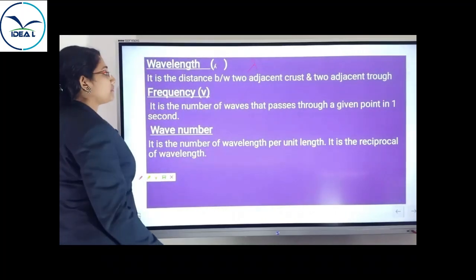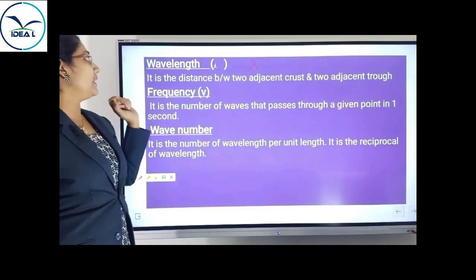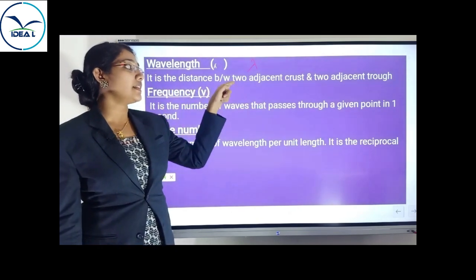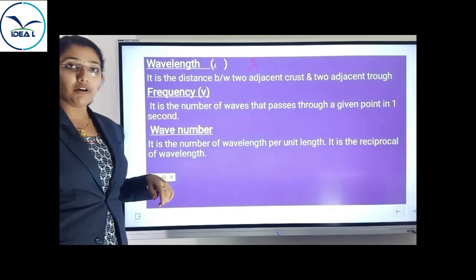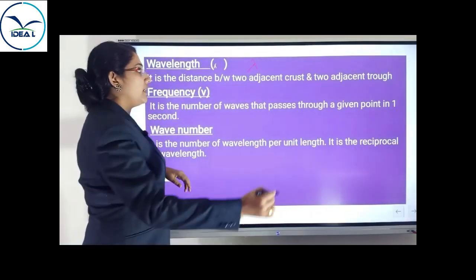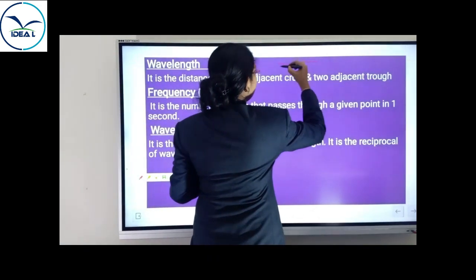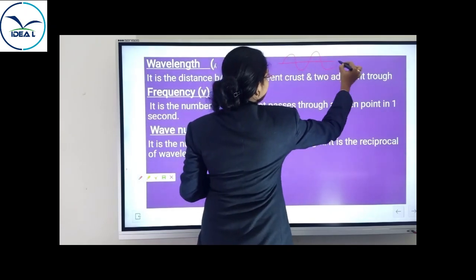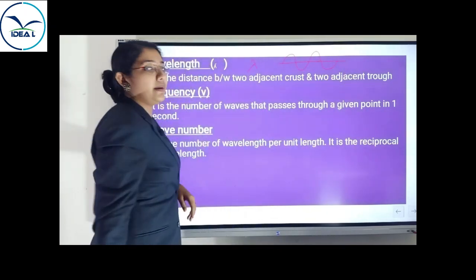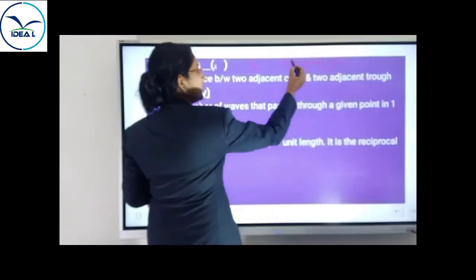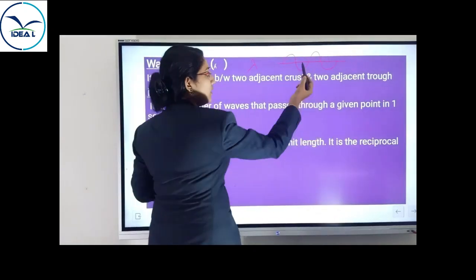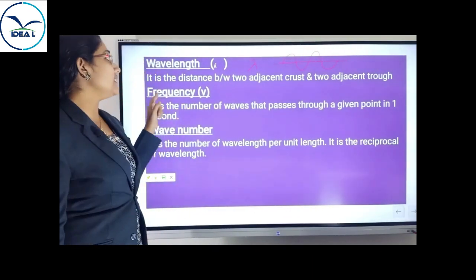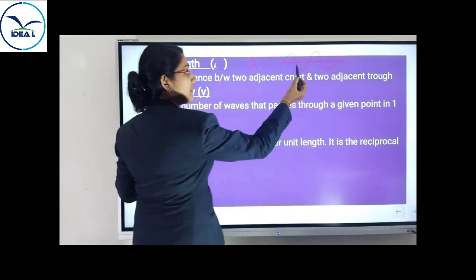Lambda. Then what is meant by wavelength? It is the distance between two adjacent crests or two adjacent troughs of an electromagnetic wave. You are familiar with electromagnetic waves. The upper portions are known as crests and the lower portions are known as troughs. And wavelength is the distance between two adjacent crests.